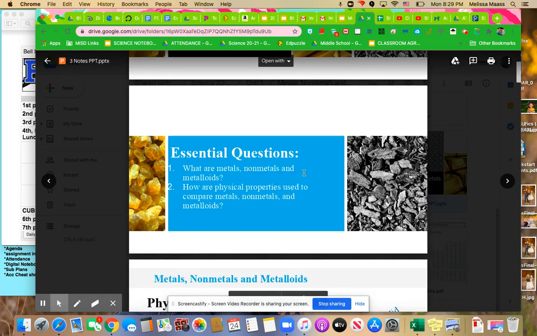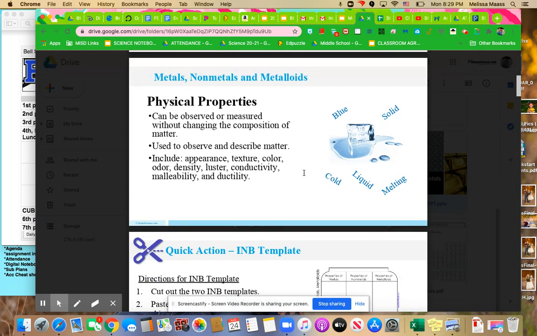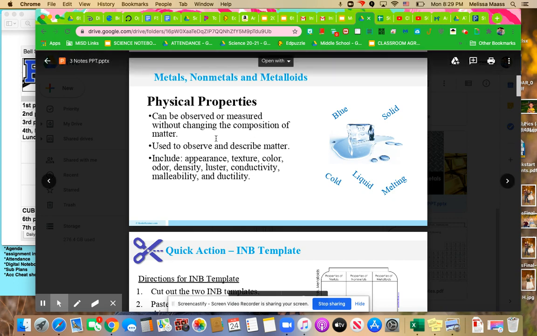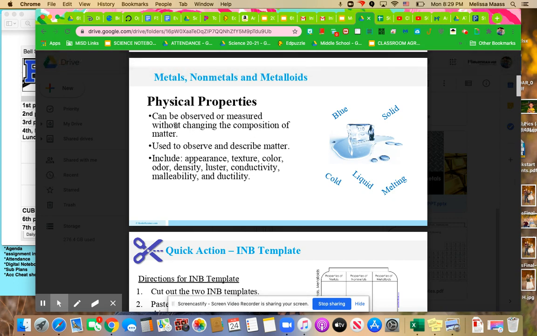So metals, nonmetals, and metalloids. This is just beginning stuff. Physical properties of metals, nonmetals, and metalloids. You have to think back to that periodic table of all the elements that we had talked about. These physical properties, and I'm kind of reading this, so just follow along with this slide, can be observed and measured without changing the composition of matter.